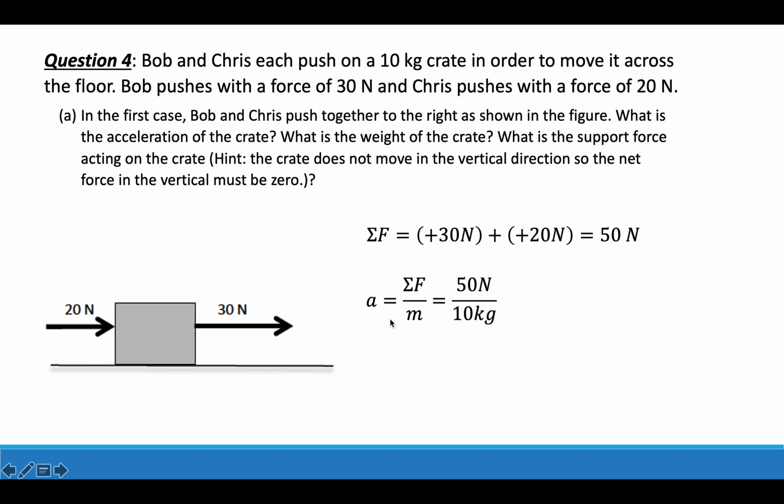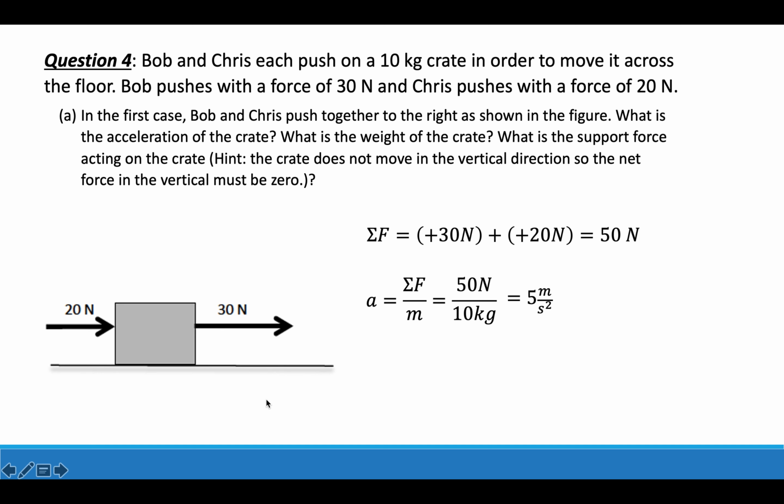I know that according to Newton's second law, the acceleration is the net force that's acting on the object divided by the mass. So the net force is 50 newtons divided by a mass of 10 kilograms, which gives us an acceleration of 5 meters per second squared. So this means that the change in speed of this crate is 5 meters per second every second that goes by. That's what the acceleration actually is defined as.